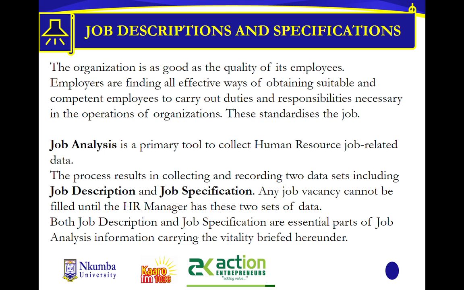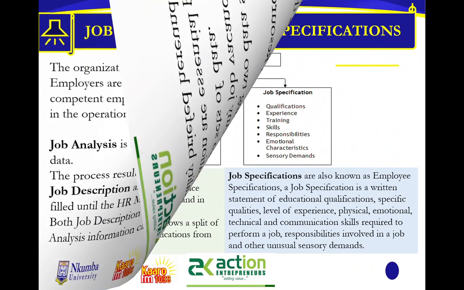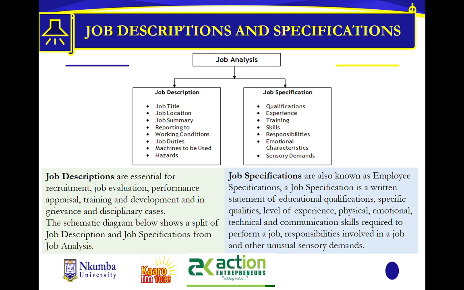So any job vacancy cannot be filled until the human resource manager has these two data sets, the data set for job description and the data set for job specification. Both the job descriptions and the job specifications are essential parts of job analysis information. So they should be valid and reliable when the person starts doing the job. So that's what you see, that job analysis is giving birth to job description and job specification.